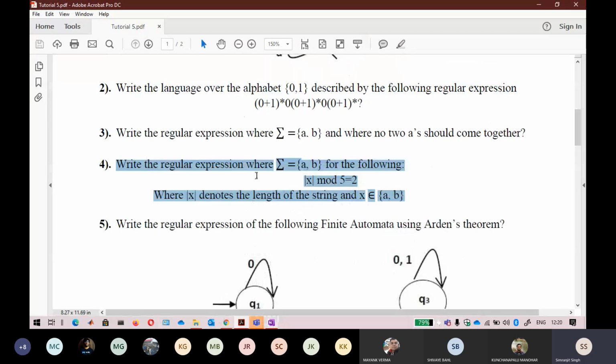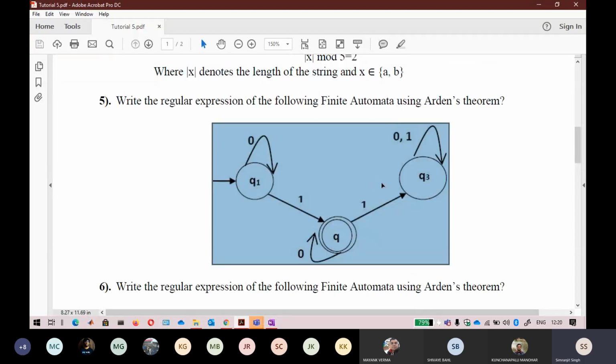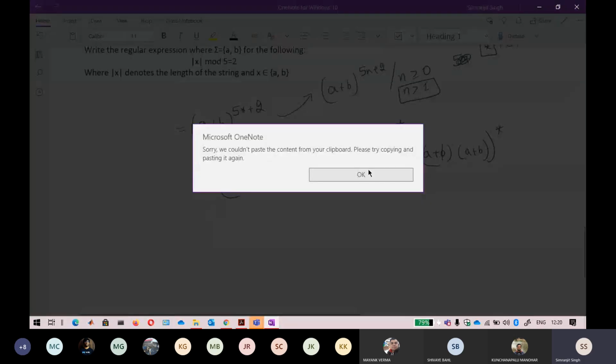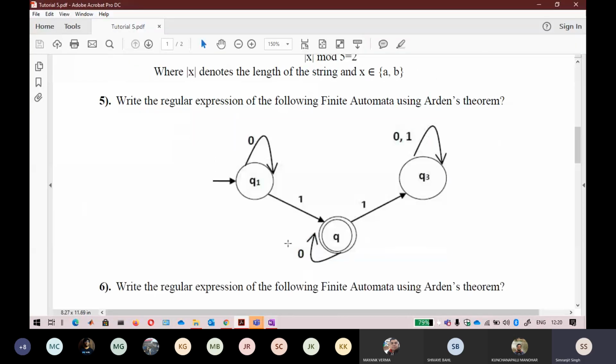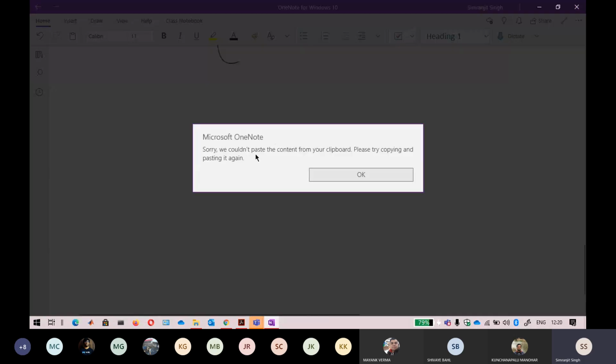Okay, so the next one, I think it is also based on Arden's theorem, and this is a very simple one because I think there is no connection between Q1 and Q3. So I think it will take a very less amount of time to do this question. I don't think that this is a difficult question. I think all of you can do this easily.